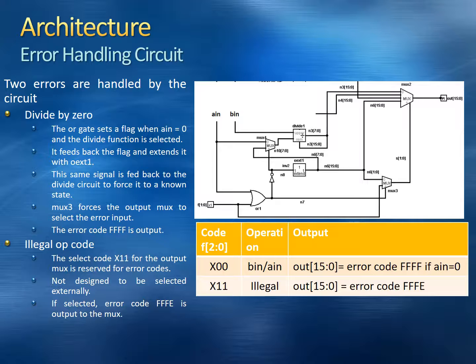MUX3 forces the output MUX to select the error input, and then the error code will be placed at the output. The other error that it will detect is if the illegal opcode is selected for any other operation. Then the error code at the output of OX1 will be FFFE, and it will be selected by the output MUX.